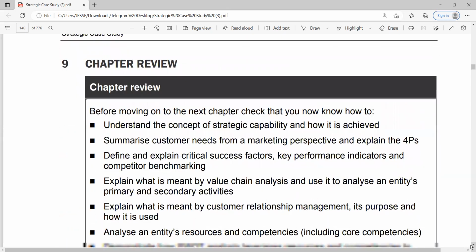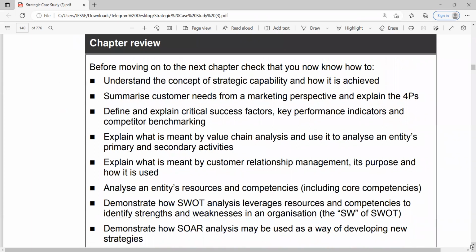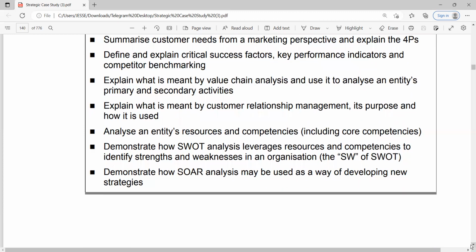Very, very important. Now let's do a little chapter review. What are some of the things we've talked about? We've talked about what strategic capabilities are, explaining the concepts, explaining customer needs from the angle of the 4 Ps. We talked about the critical success factors, we talked about value chain, we talked about customer relationship management, we talked about resources and competencies, we've talked about SWOT analysis and how to interpret SWOT analysis. We've also talked about SOAR analysis, right? So this is what we've learned so far.